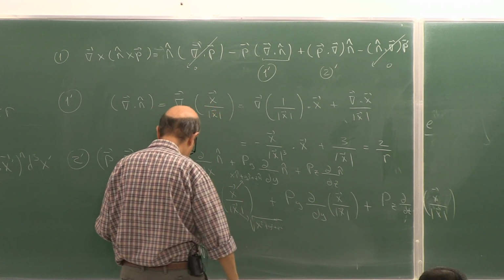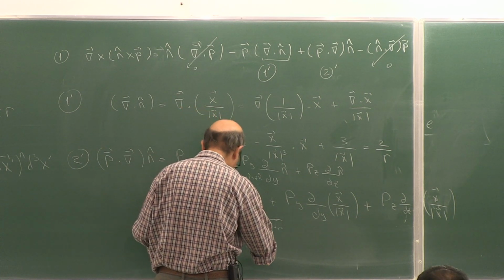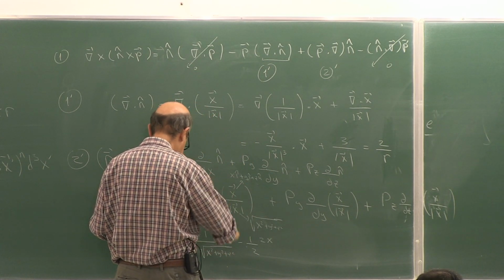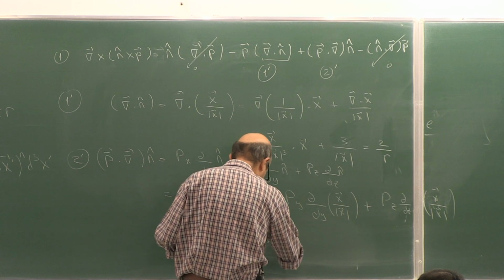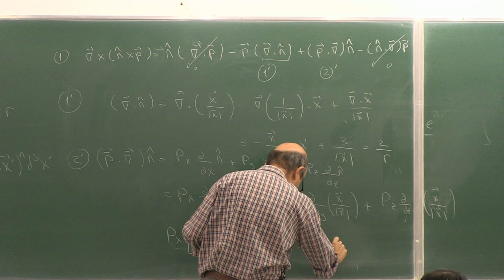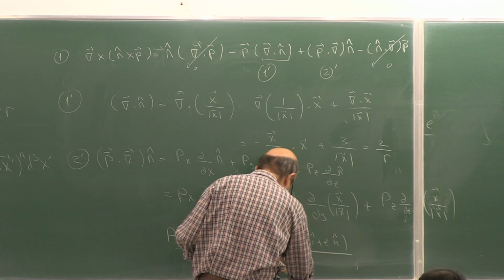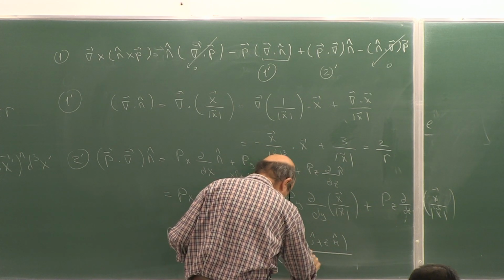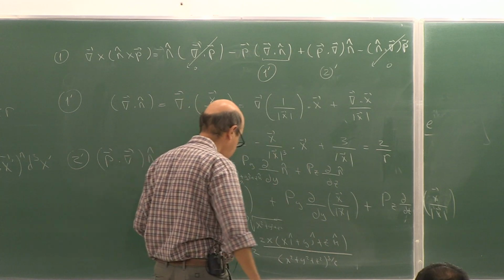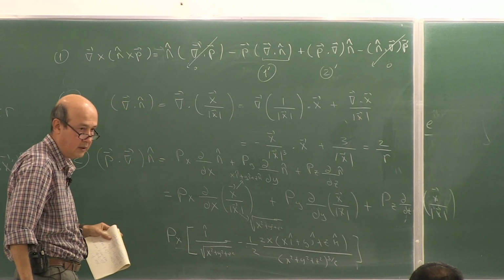Derivative of the second term is minus 1 over 2 times 2x times the x, xi yj zk, divided by x square plus y square plus z square to the 3 over 2, and close the parenthesis. So do you have any question here?